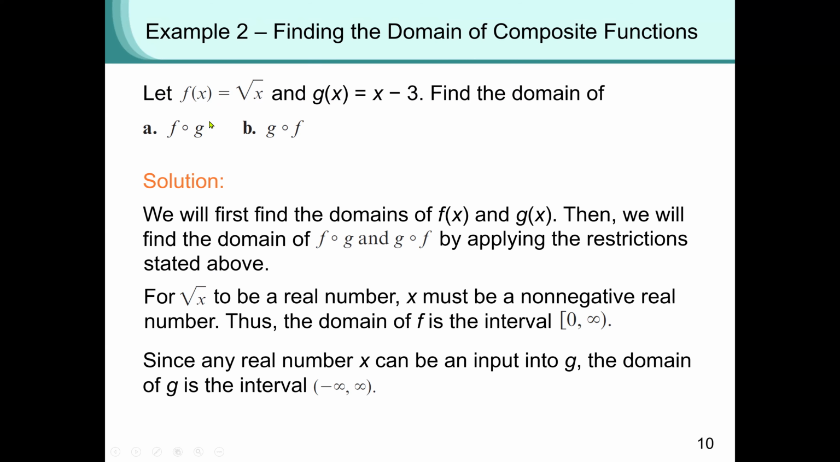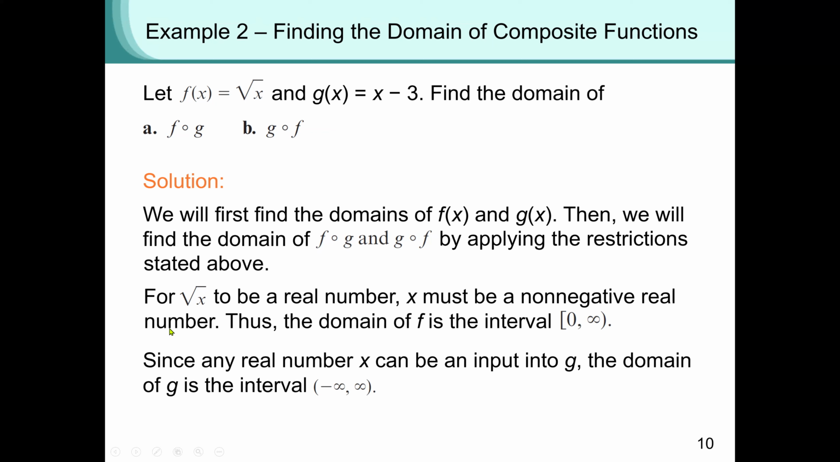So let's see an example here. We have f at x equal to square root of x, and g at x is x minus 3. The question says we should find the domain of f composite g and g composite f. So here we will first find the domain of f at x and g at x separately. Then we will find the domain of f composite g and g composite f by applying the restriction that we stated. The restriction said again, if x is not in the domain of f at x and g at x, then we cannot have it for the composite. So it has to be common for both f and g.